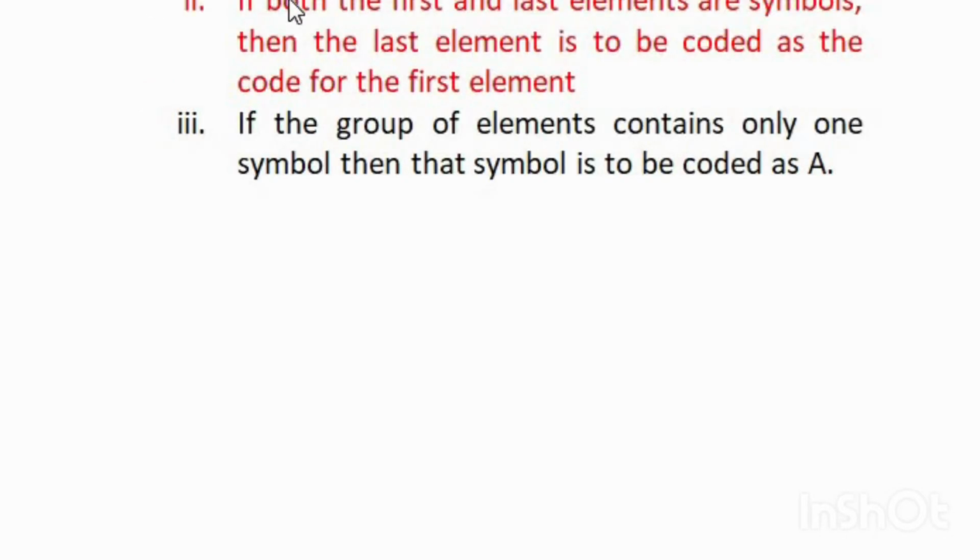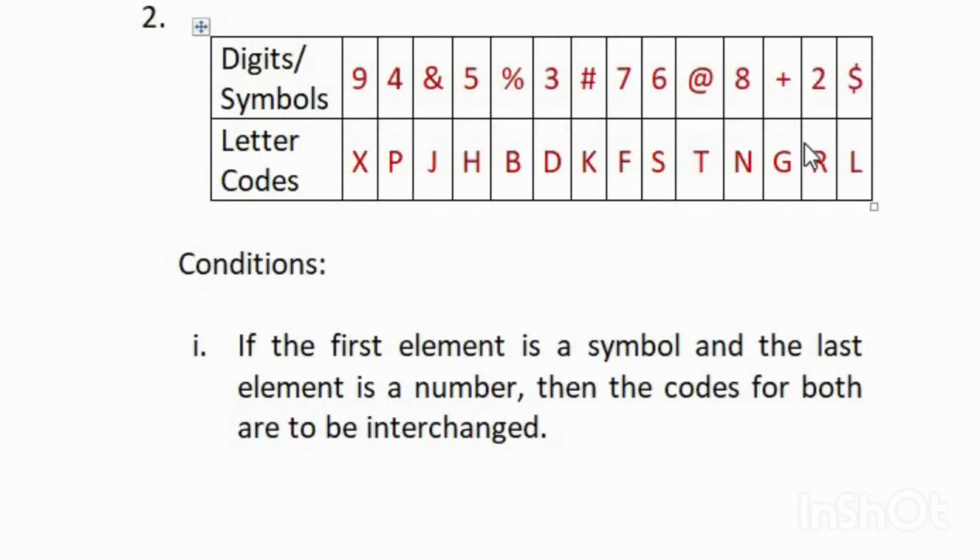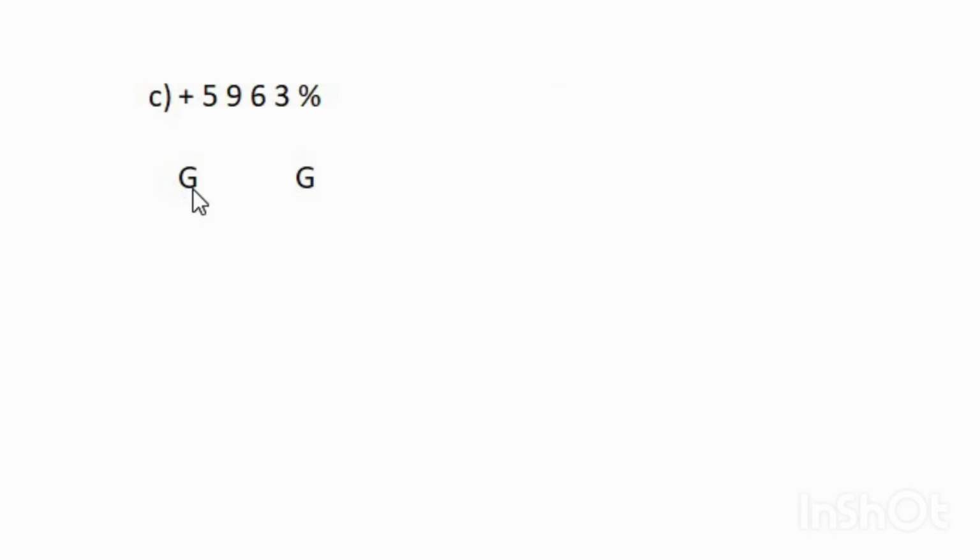In this question, the first and the last units are symbols. So which condition is applicable? Second condition, that is, if both the first and last elements are symbols, then the last element is to be coded as the code for the first element. From the table, plus is coded as G. So like this. As per the condition you have to code both plus and percent as the code of the first symbol, that is as the code for plus, and that is G.